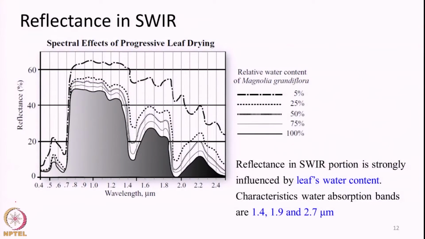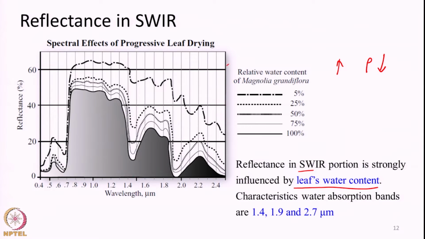Okay, till now we have seen the spectral reflectance property of vegetation in the NIR and visible portions. Now we will move on to understanding the spectral reflectance property of a leaf in the SWIR portion, that is, wavelengths starting from 1.4 to say 2.5 or even 3 micrometers. The reflectance in the SWIR portion is strongly influenced by the leaf's water content. As leaf water content increases, reflectance decreases in the SWIR portion.